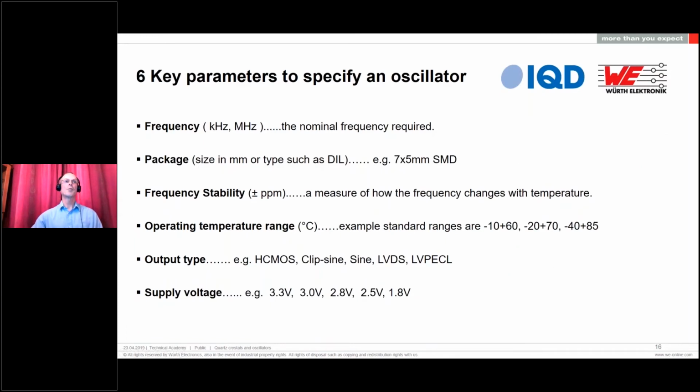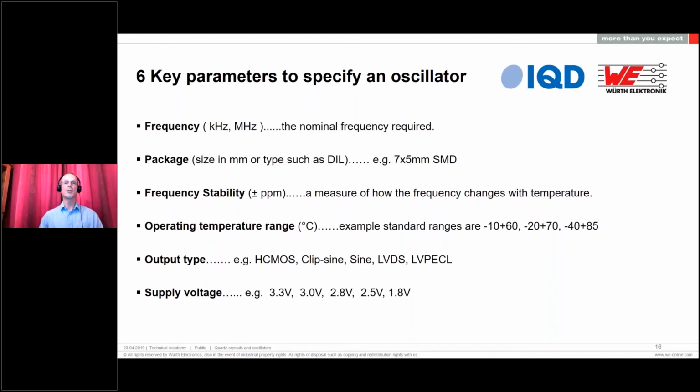A quartz oscillator also has 6 key parameters, slightly different to the crystal, but similar. Of course, number 1 again being the frequency, the nominal frequency you require. Number 2 again is also the package, whether it's a size in millimeters or a type such as JOULE in line. Number 3, we need the frequency stability. As I said before, this is a measure of how the frequency changes with temperature. It's slightly different from a crystal in that in the frequency stability value, we generally combine the tolerance value of the crystal and the stability together, i.e. plus or minus 100 ppm.